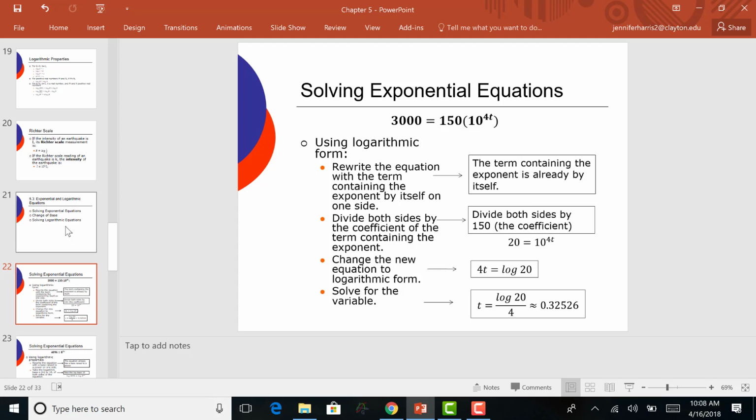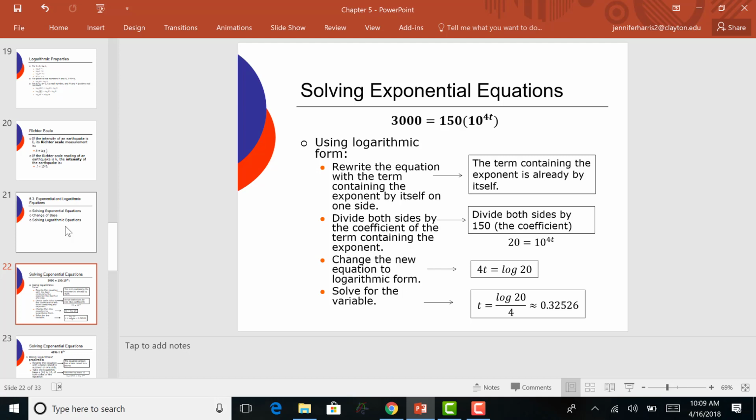What am I trying to get by itself? T. What should I do to both sides to get t by itself? Divide by what? Divide that side by 4. There we go. So now, what are we going to put in the calculator? This has got to go in the calculator. Put this in your calculator.